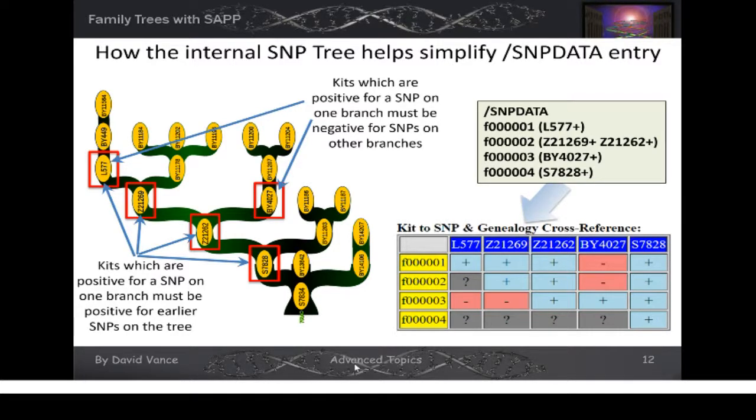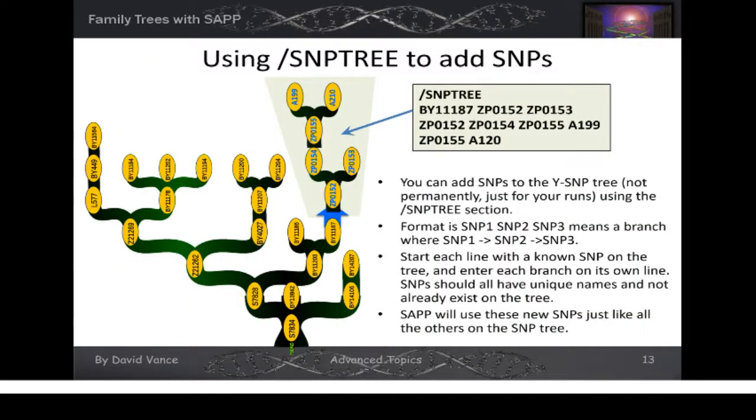You can, by the way, add to this internal tree yourself, only for your individual run, not permanently. But if you want to add a branch to the internal tree, let's say you've discovered a lot of additional SNPs through Big Y testing, or for some reason you have a branch that's not in SAPP's internal tree, you always start with a known SNP, like in this case BY11187. By the way, I could have started somewhere further down on the tree. It doesn't have to be a leaf node of the existing tree, but in this case I did for simplicity.